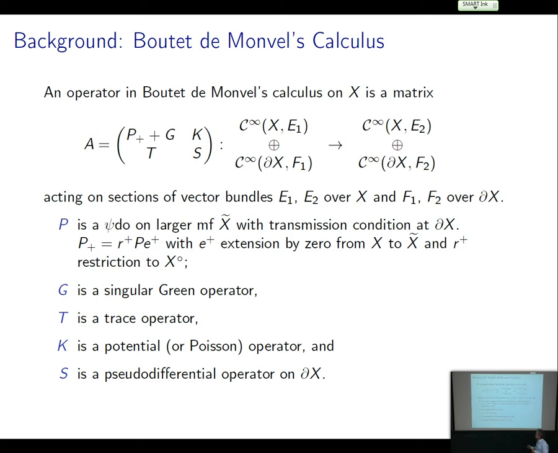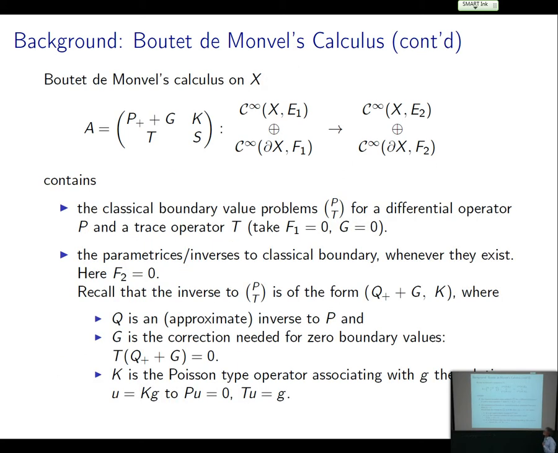Then there are strange objects like singular Green operators that you've heard of, but you don't know yet. There are trace operators that you all know from the theory of boundary value problems. There are potential or Poisson operators, which do precisely as you probably think they do. And then there's the one object you all know, a pseudo-differential operator on the boundary. So basically, what's really clear up to now is this entry in the lower right corner, this S. They act between sections of vector bundles over the manifold and over its boundary, just as in the usual case. So let me say, why is this good?